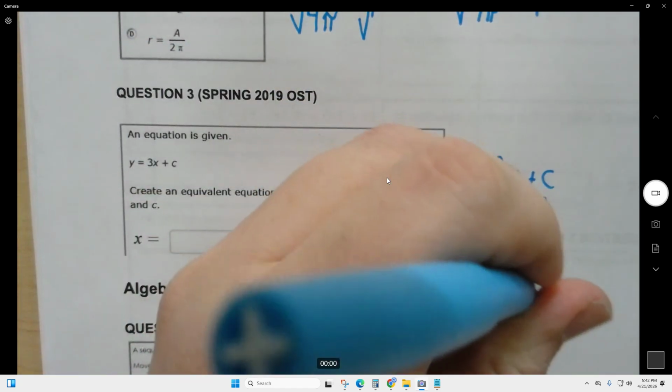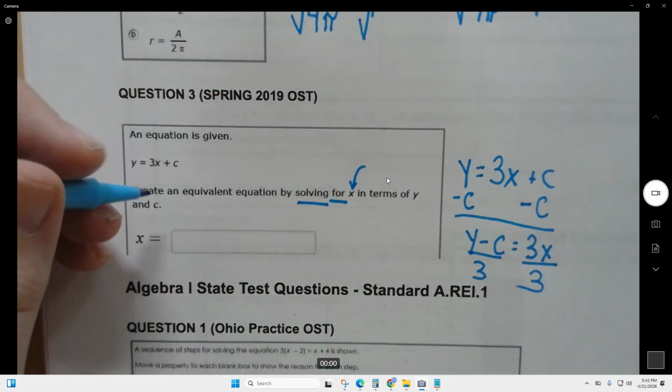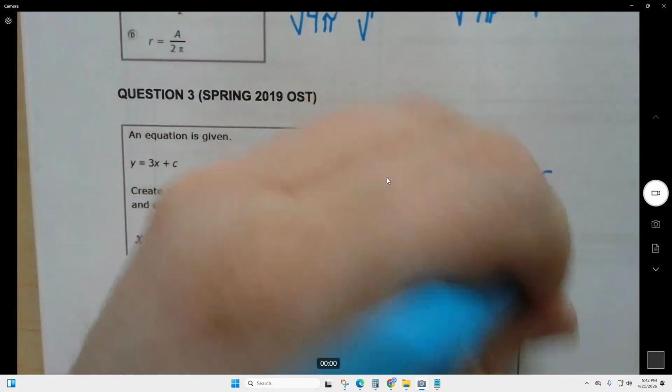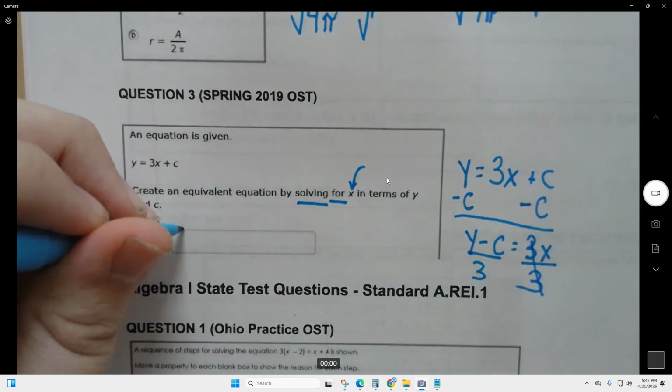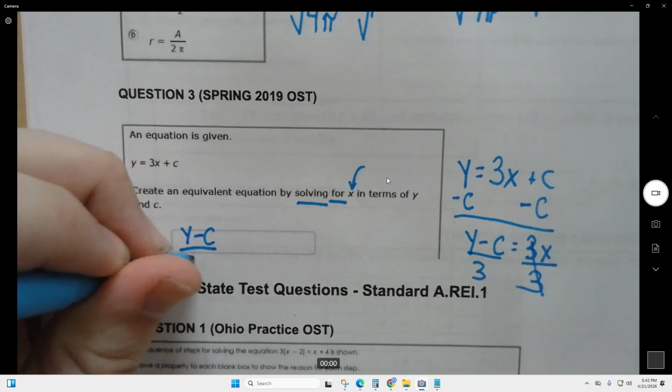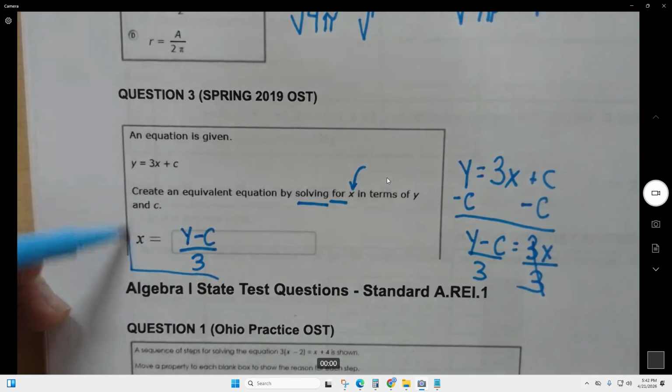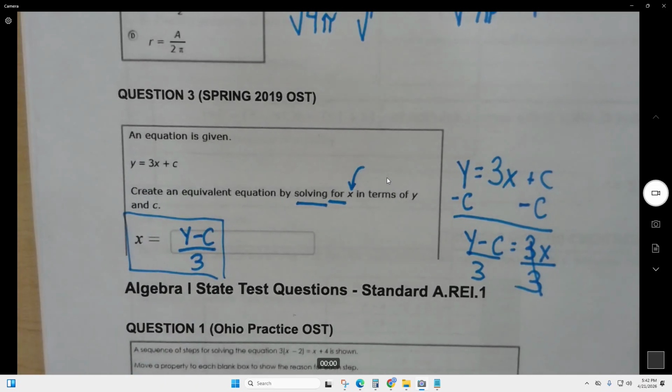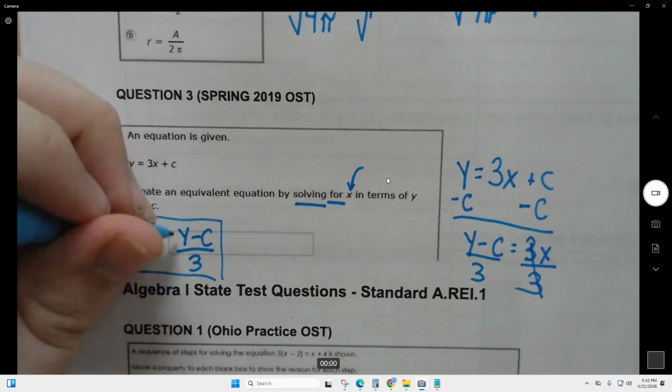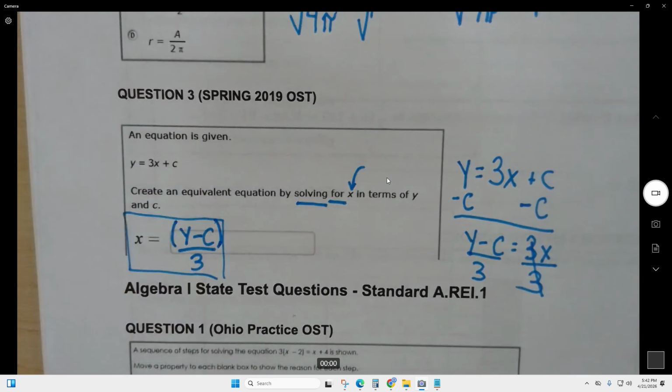Then just divide both sides by 3. Literal equations are fast. You're left with x is equal to y minus c over 3. So that's how you would put it in y minus c over 3. Make sure everything is over 3, not just the y, not just the c. Everything has to be over 3. When you put it in the answer box, you might need to put the y minus c in parentheses to get the 3 to go under everything.